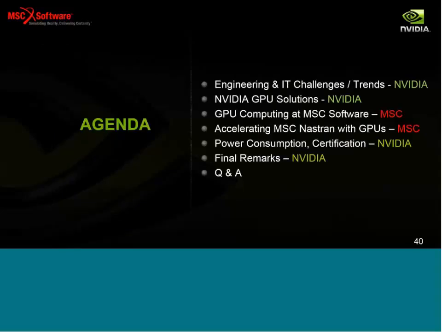So just to recap, we did review a lot of things. We talked about the different challenges, how the challenges can be met by GPU solutions, what sort of MSC software apps are actually GPU accelerated, how to actually run Nastran commands to make use of the GPUs, and then we learned the value of saving token hours, the energy that's consumed, and also some details on certification.